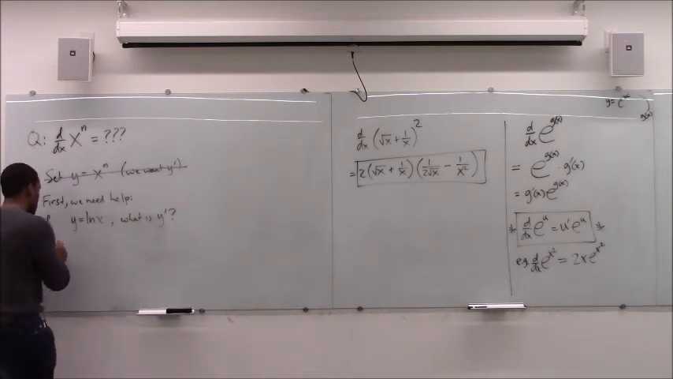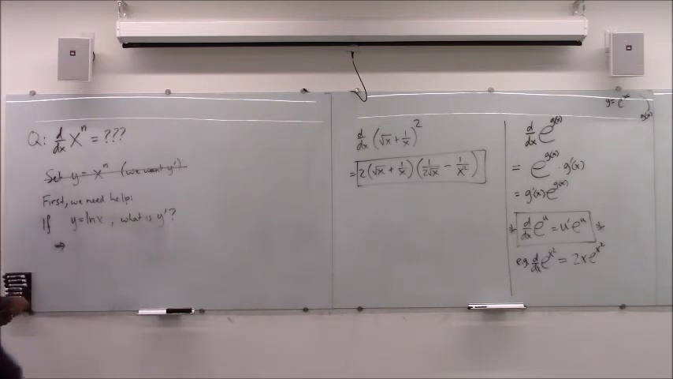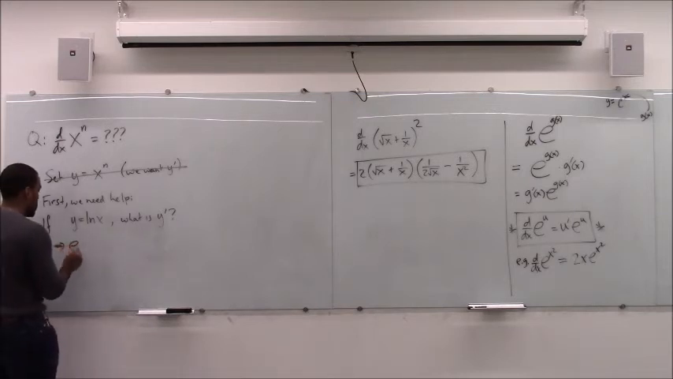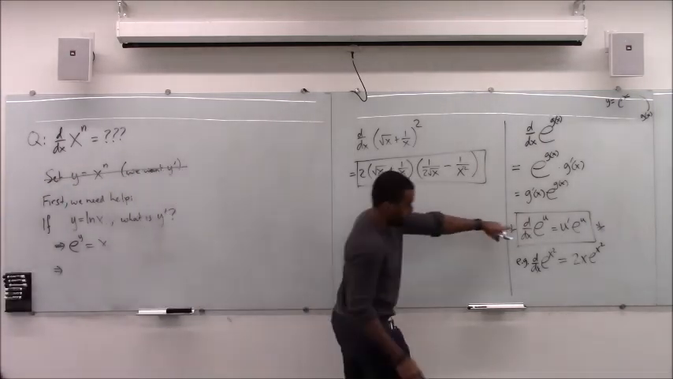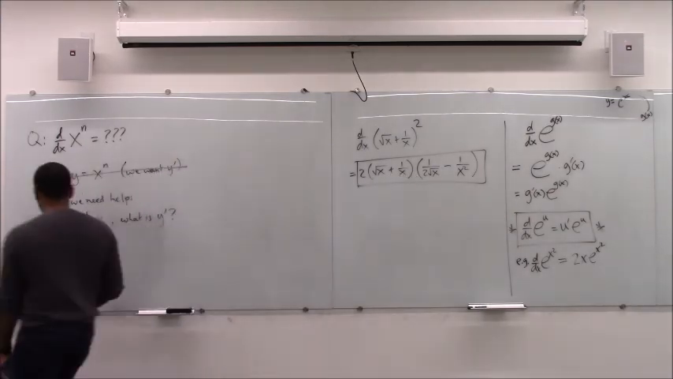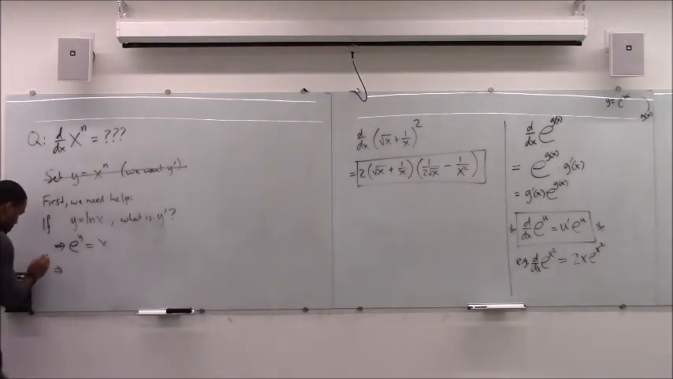Well, one thing I do is, because I don't know how to deal with the ln, and we all know the trick here, if you have a log and you don't know how to deal with it, use an exponential to get rid of the log. So this means that e to the y is going to be equal to x. Now, we know how to differentiate e to the y. That's this rule. So what we're going to do is we're going to differentiate both sides.